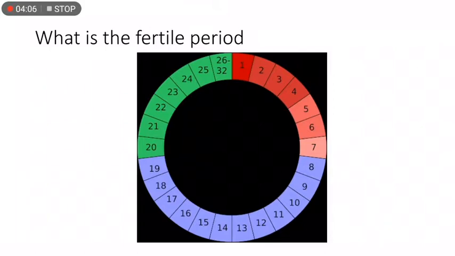So 14 indicates the second phase of the menstrual cycle, that is the luteal phase. Well, luteal phase will always be fixed at 14 days. It can never be more than that. Well, that is the fertile period.